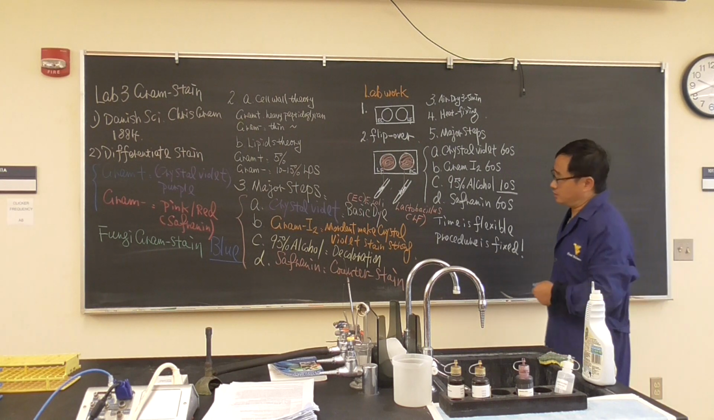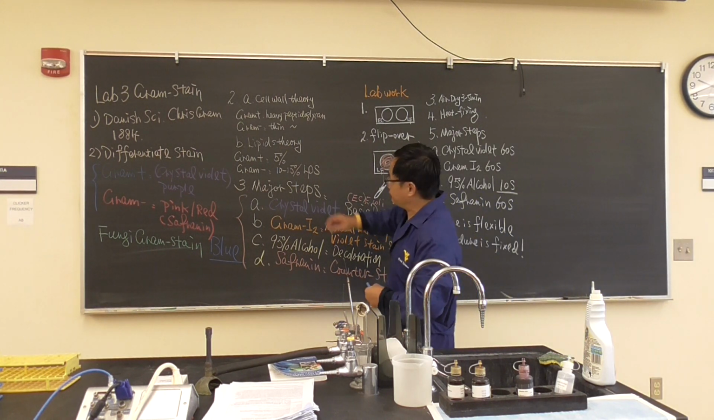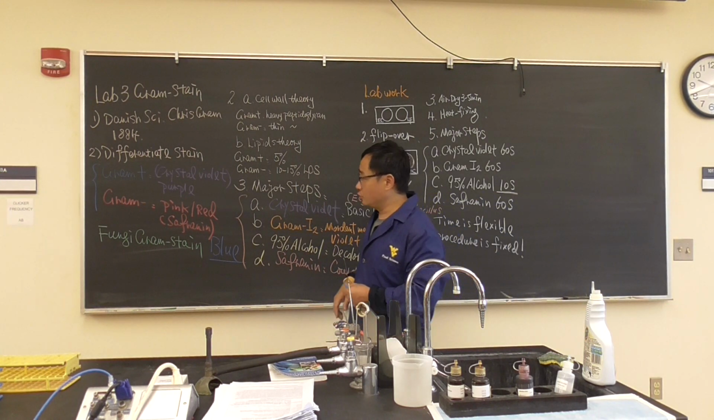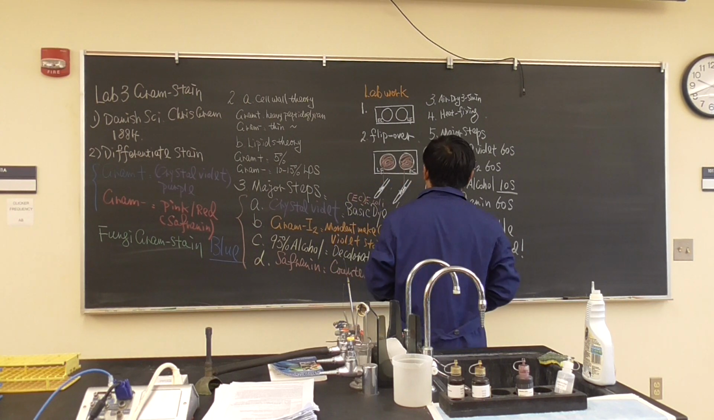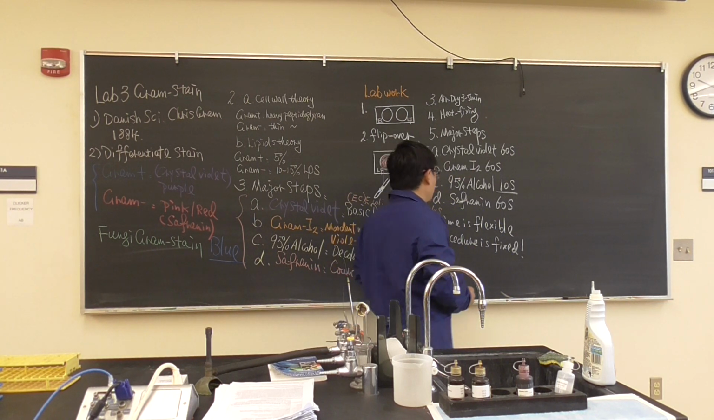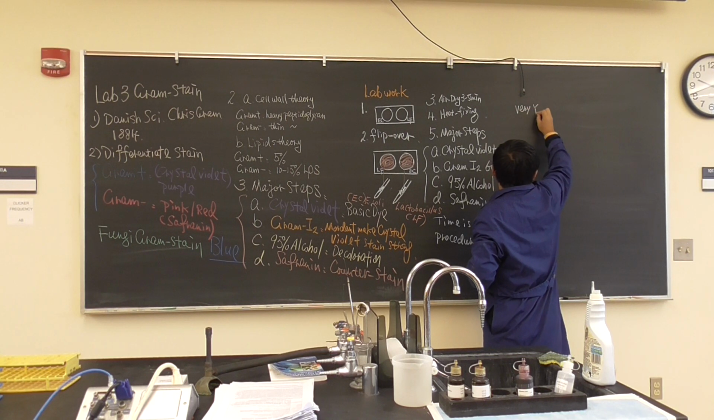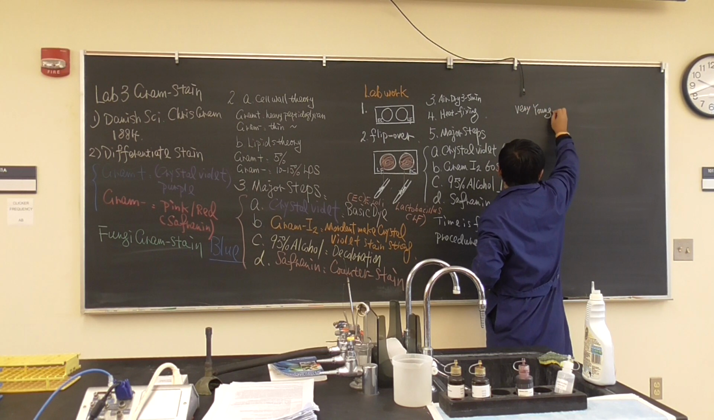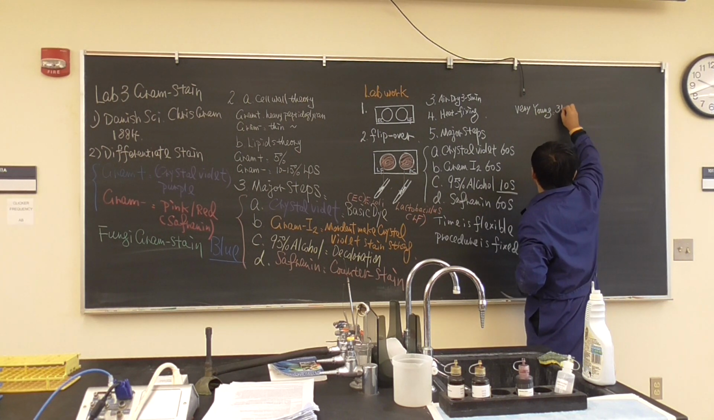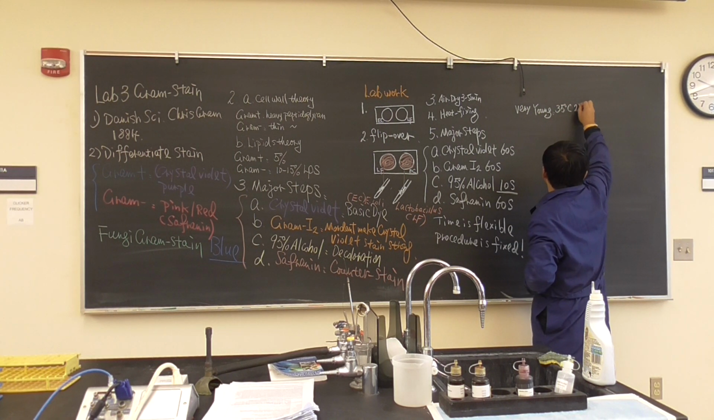Because gram stain is based on the theory of the cell wall, when we're using a gram stain, those bacteria have to be very young. What does very young mean? It's grown at 35 degrees Celsius for 24 hours.